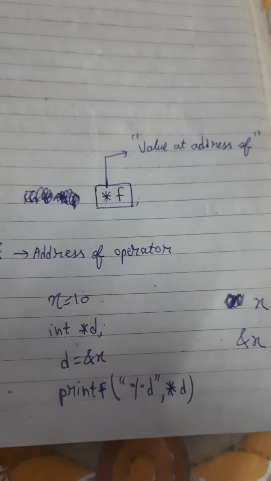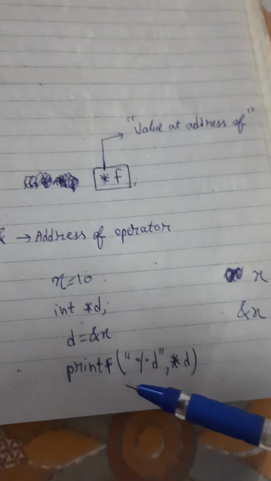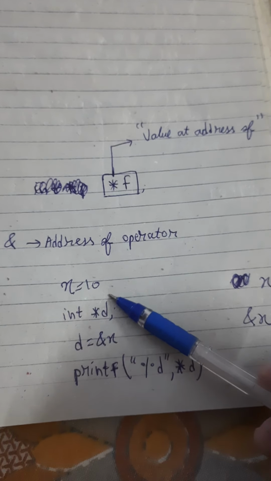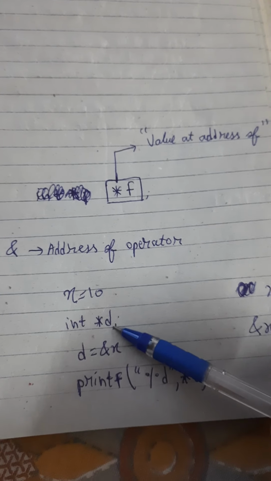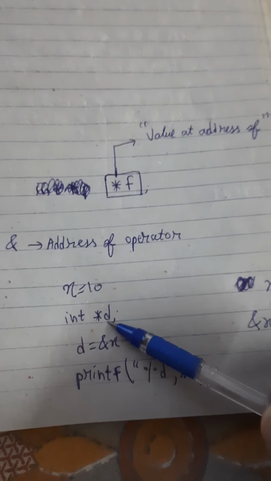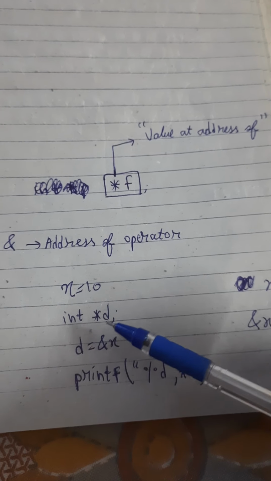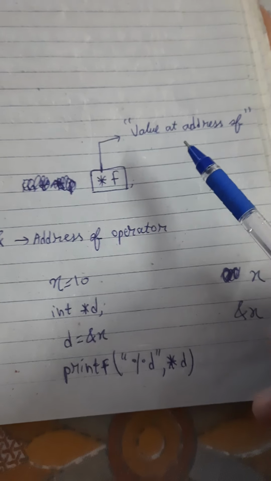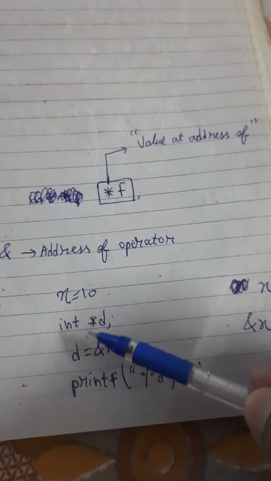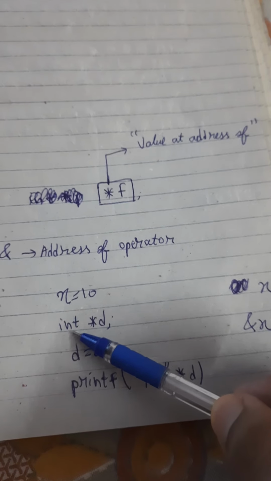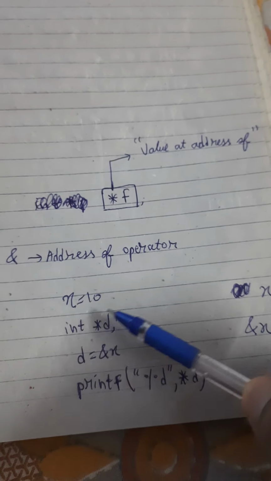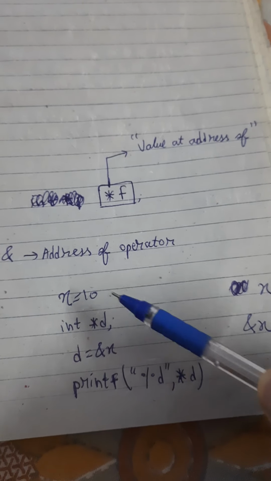Okay, so suppose we have this set of instructions. Here I have declared a variable x which contains the value 10, and int star d. So what is this basically? Here we are declaring a pointer named d. How will you differentiate between whether it is value at address of and whether it is a declaration of a pointer? You can just see whether the data type is mentioned before or not.